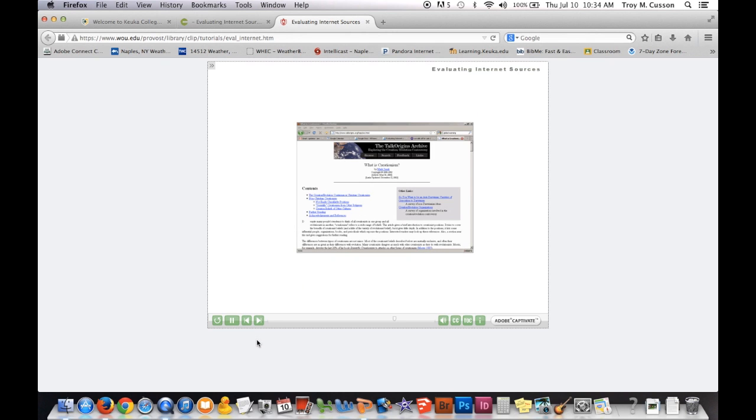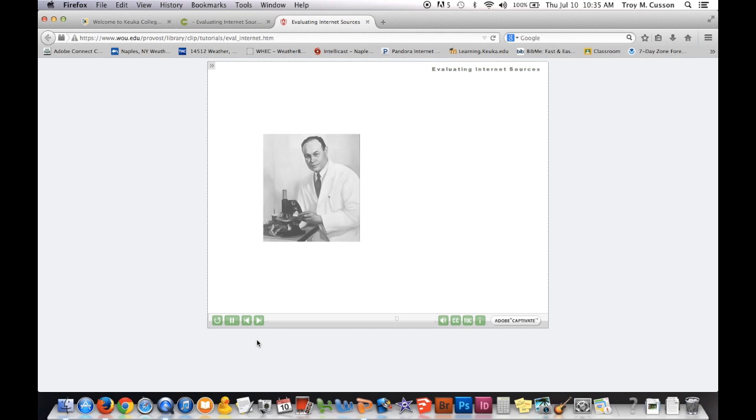Finally, consider when this information was published or last updated. People view different topics differently and talk about them in different ways at different times. Make sure that the site you're viewing is either up to date or published at a time that is relevant to the topic that you're studying.